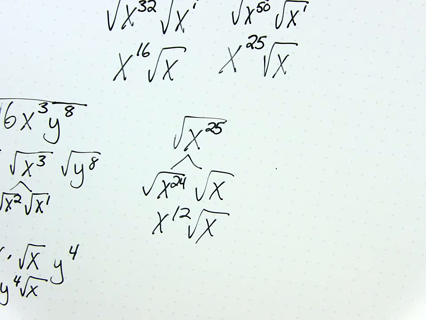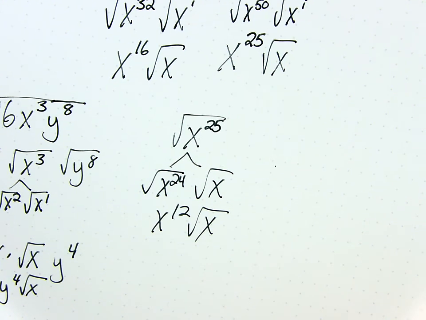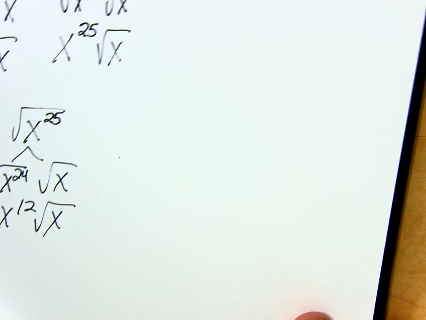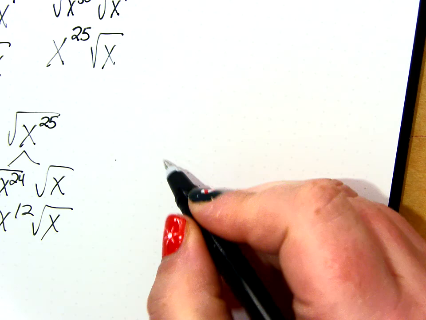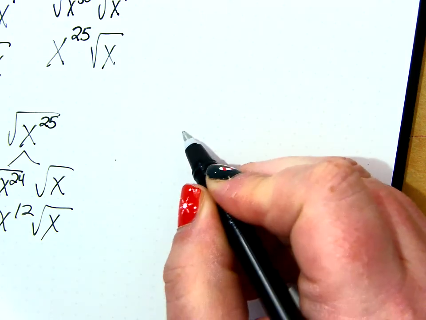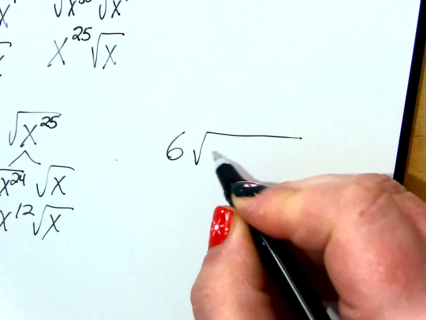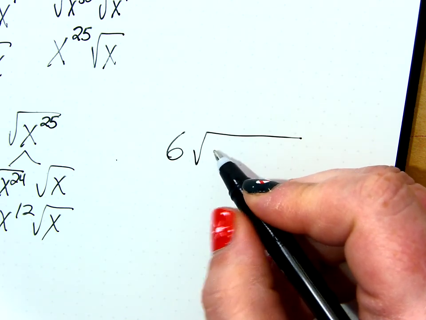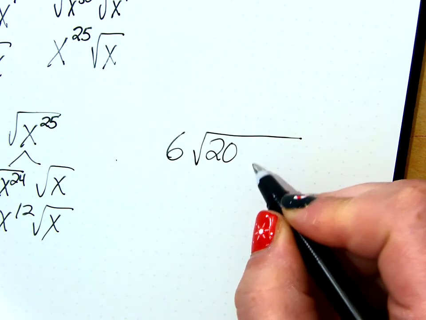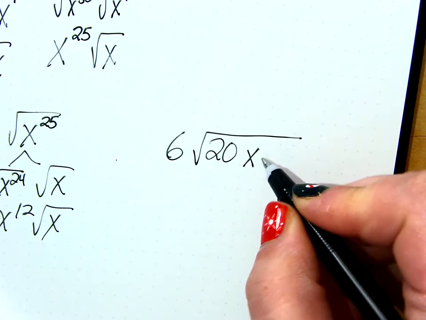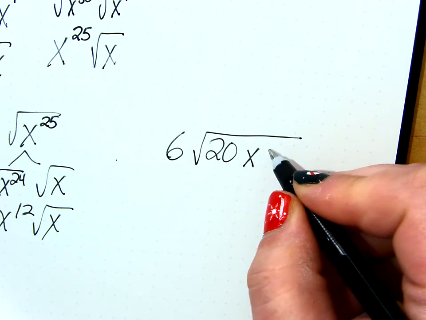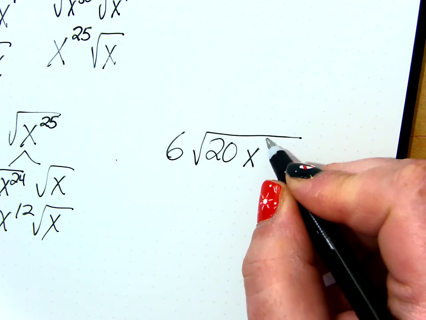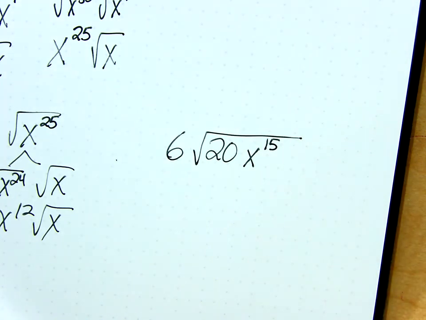One more for you to try, and then we'll do some on the board maybe? Okay. Let's just do one. You might have a number out in front too. So let's say you had something like 6 square root of, let's just do 20, x to the 15th. Try that.